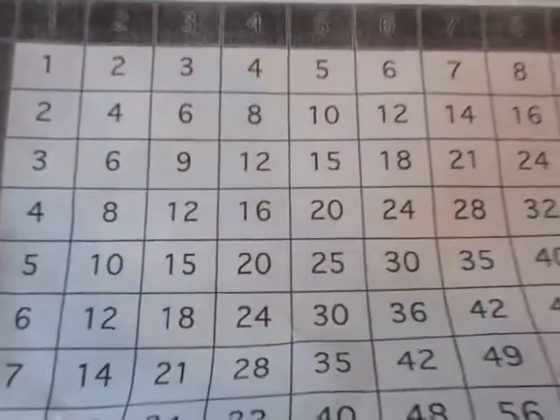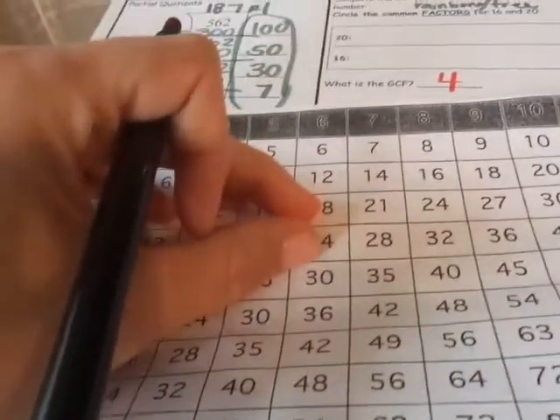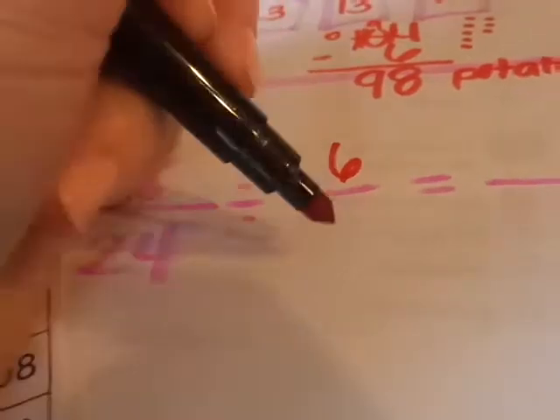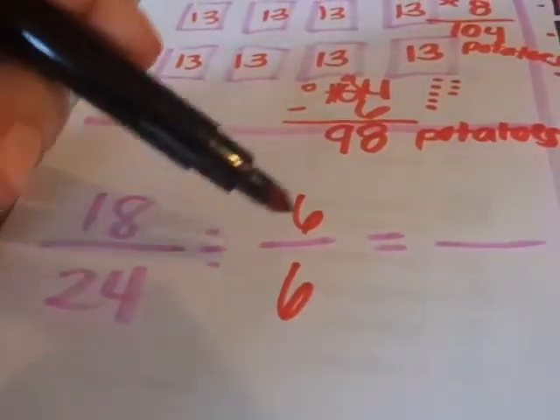Which fraction is simplified from 18/24? So I have to find my GCF of these numbers to simplify and reduce it down. So I'm looking for 18/24. 18/24. And when you find it, it's right here. And so my GCF is 6. So if I divide that out, 18/24 divided by 6 over 6. 18 divided by 6 is 3. 24 divided by 6 is 4.